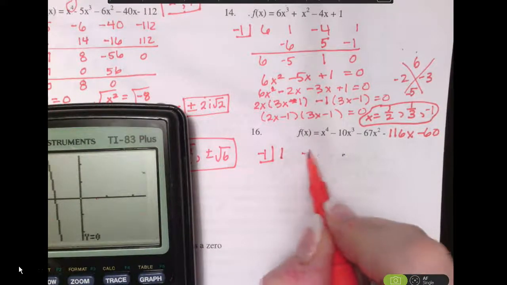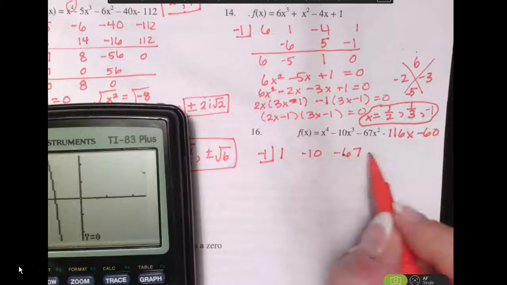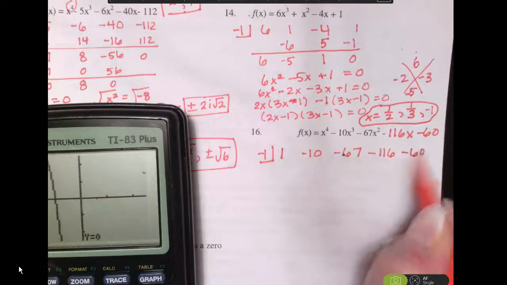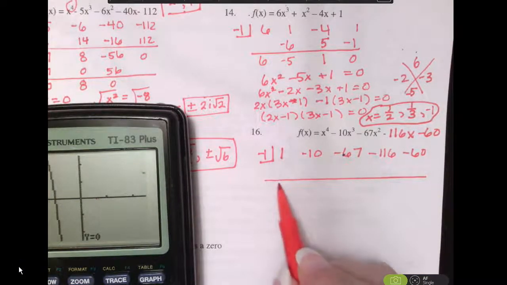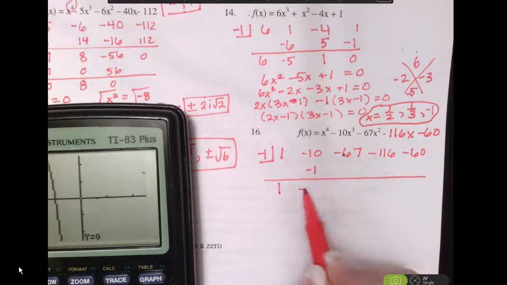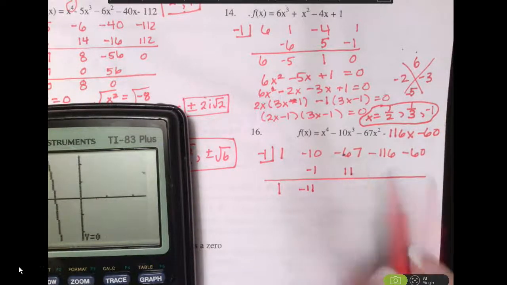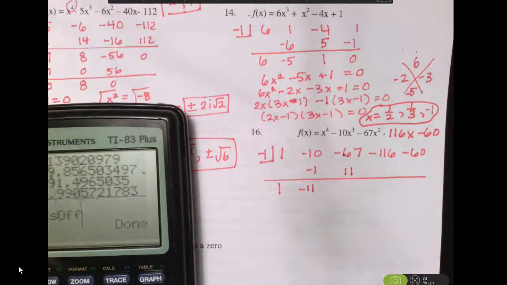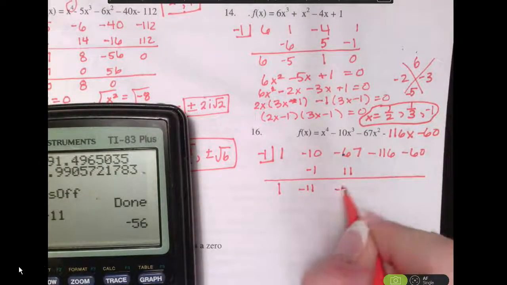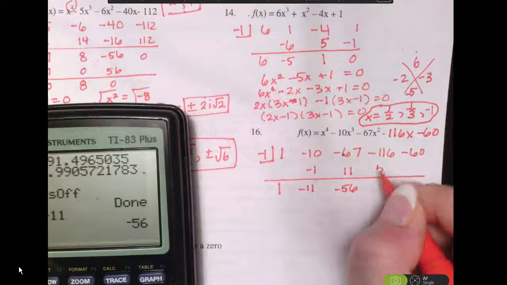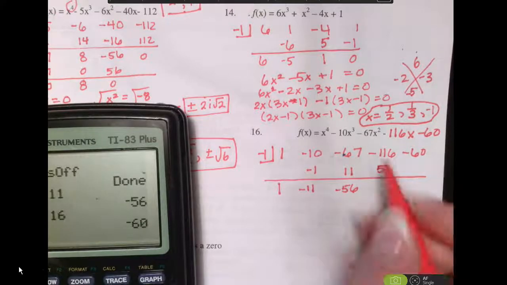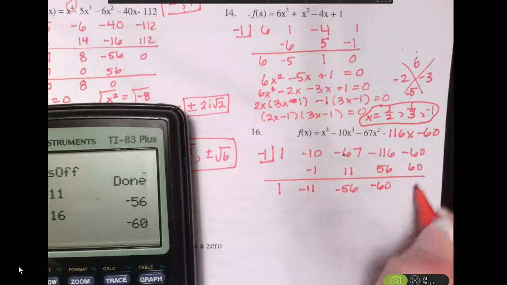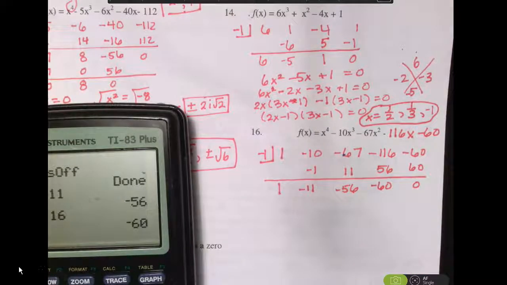And again, double checking to make sure I don't need to have any placeholders. So I'm going to bring down my 1. 1 times -1 is -1. That's -11, +11. -67 plus 11 is -56, times -1 is +56. So that's -60, and that's +60 and 0. Okay, so that one went in evenly.